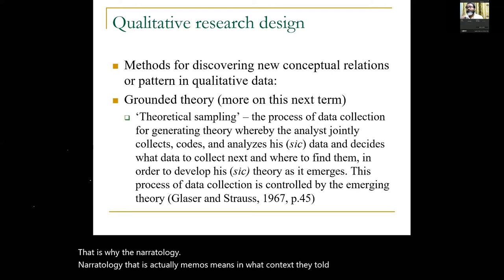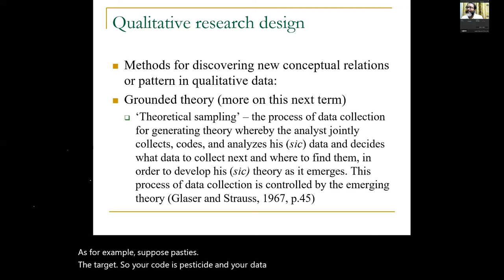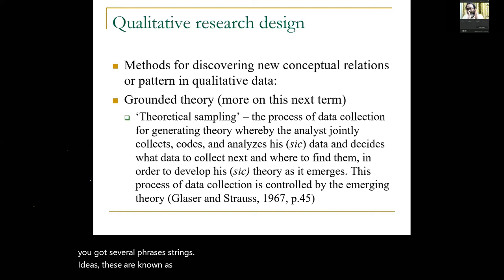Suppose out of 50 samples, 29 talked about the same thing, for example pesticide. So your code is pesticide and your data is what they said about pesticide, from 29 fellows. Now you write the memos for each one, what they stated regarding pesticide: what the first one stated, the second one, the third one. So now you have several phrases, strings, ideas. These are known as memos, along with the codes and the respondents' data.